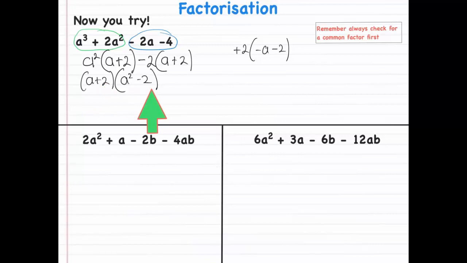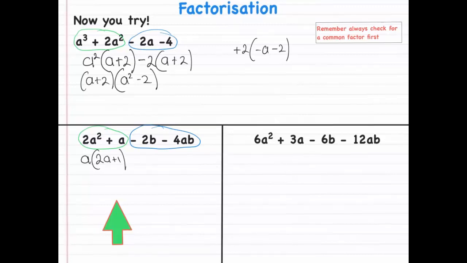Excellent. Now, how about the next one? Again, it's grouping. There's no common factor, so I'm going to look for a common factor between the first and the second, and also the third and the fourth. In this one there is an a, and then I open up the brackets. What is left? It will be a 2a plus 1. And then I want a 2a plus 1. Both of those are negative.